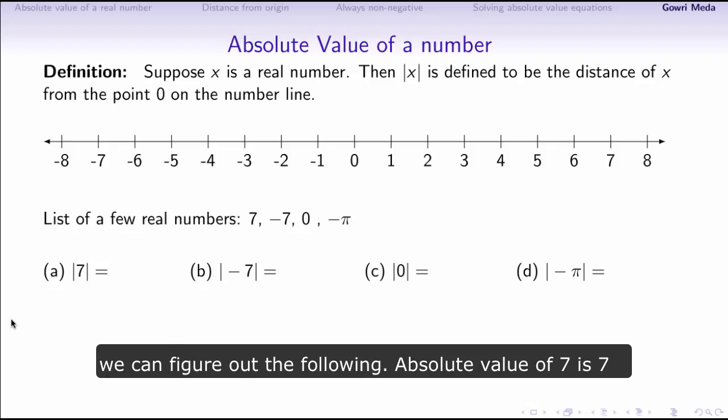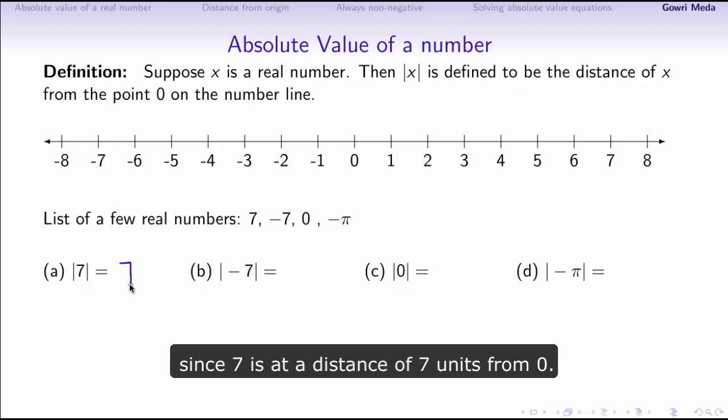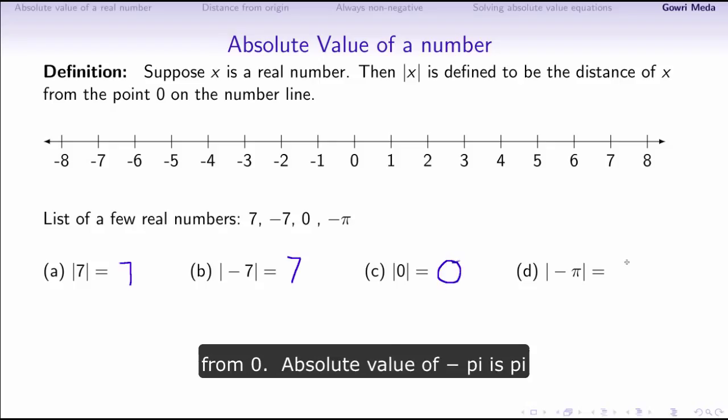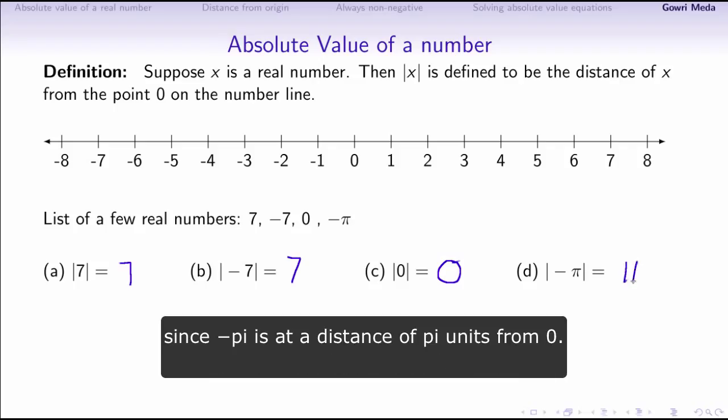Absolute value of 7 is 7, since 7 is at a distance of 7 units from 0. Absolute value of negative 7 is also 7, since negative 7 is also at a distance of 7 units from 0. Absolute value of 0 is 0, since 0 is at a distance of 0 units from 0. Absolute value of negative pi is pi, since negative pi is at a distance of pi units from 0.